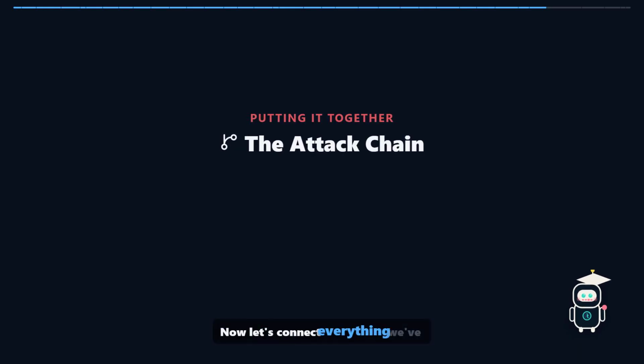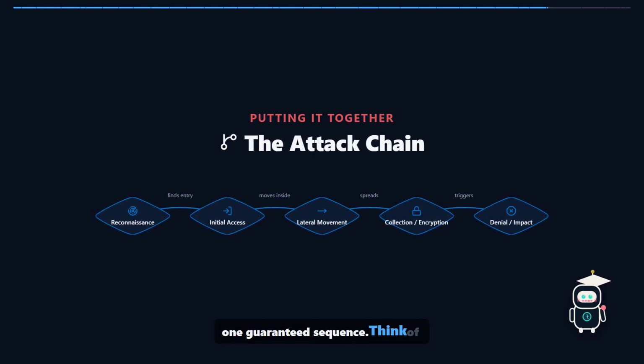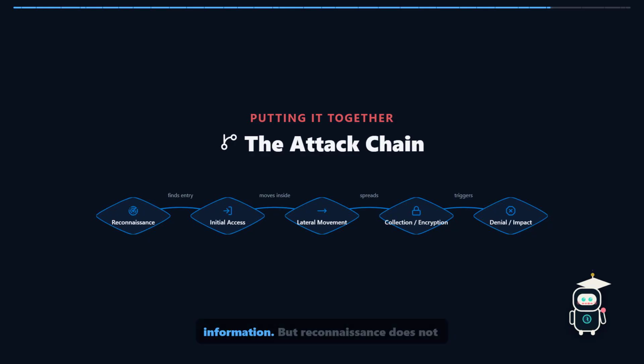Now let's connect everything we've learned. Real attacks don't follow one guaranteed sequence. Think of an attack path as a set of opportunities an attacker may attempt to connect. Reconnaissance might identify an exposed service, application, account, or other useful information. But reconnaissance does not automatically mean compromise.